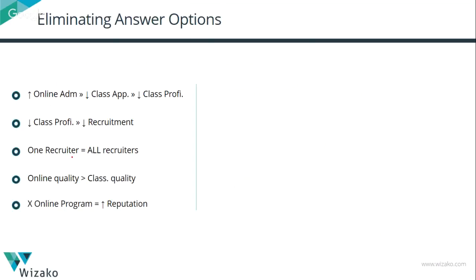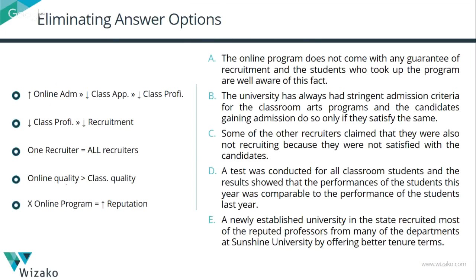The opinion given by one recruiter is true for all recruiters. And there's a difference in quality between the students in the online and the classroom programs. Online classroom quality is better. These are the relationships. Now we're given a set of answer options. Let's see if these answer options weaken this conclusion. Any of these relationships, even just one of them, if it weakens, would still be a valid answer option.